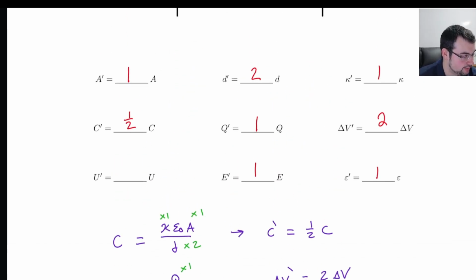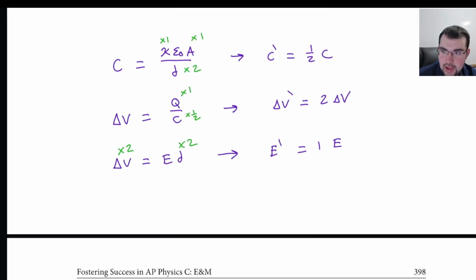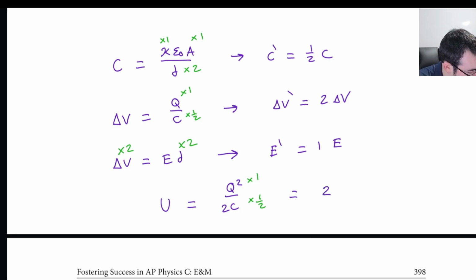And then we can pick our favorite capacitance formula for U. I will probably pick Q squared over 2C because that's the one that involves the not changing thing. So I can say U is equal to Q squared over 2C. Q was unchanged, capacitance was halved, so my energy stored is doubled.